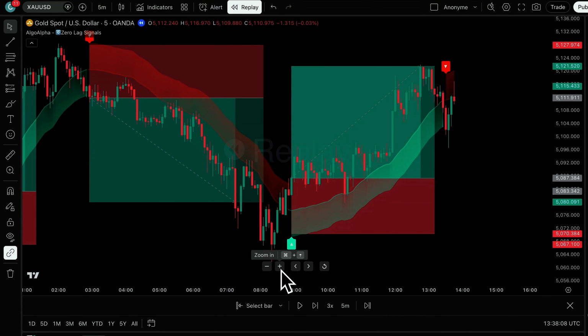5th trade in a row, guys, and it's a winner thanks to the zero lag technical indicator. You can see here that we had a wick that almost hit the stop loss, but no, the stop loss was saved and the trade is once again a winner.